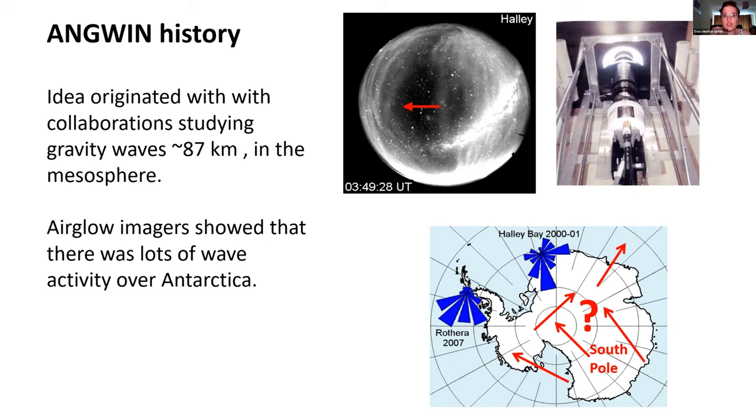And we had some of these images at Rothera station and Halley station, which were both UK stations. And these were showing large amounts of gravity wave activity up in the middle atmosphere. So not just around the sea and the ocean, but we're seeing them over there as well. But then we kind of wondered, well, what's happening elsewhere?